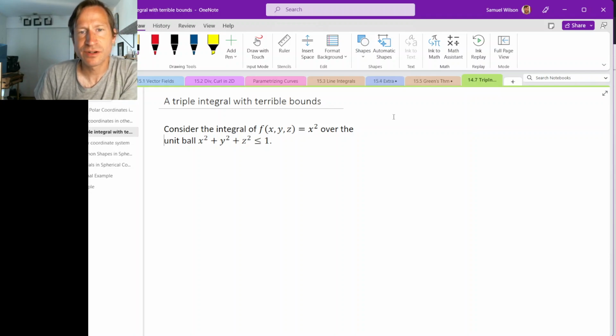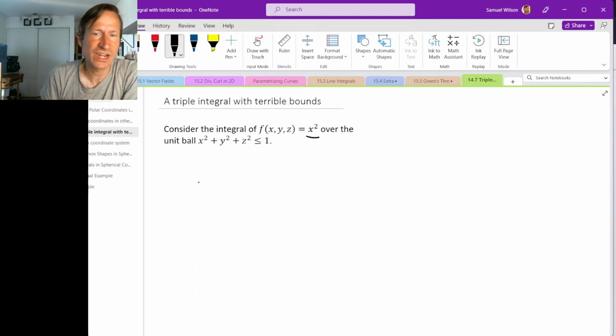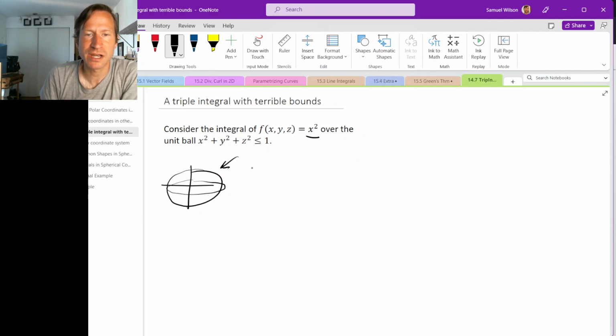Let's look at another example of a triple integral that is kind of awkward in Cartesian coordinates. This is going to be the triple integral of x squared over the unit ball x squared plus y squared plus z squared less than or equal to 1. So this is just everything inside of the unit sphere. That's going to look something like this. This is the region that we're integrating over.